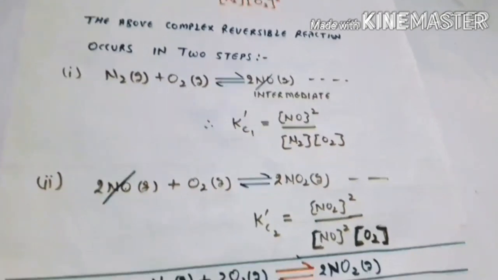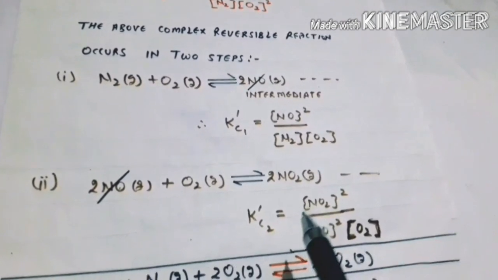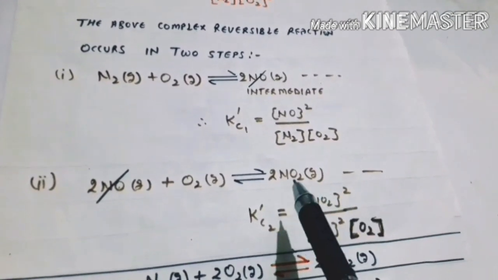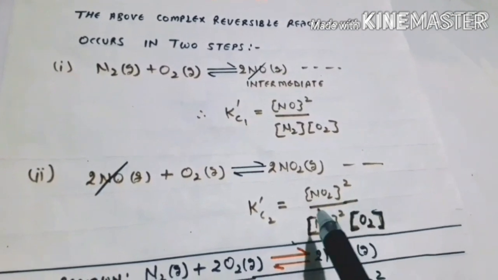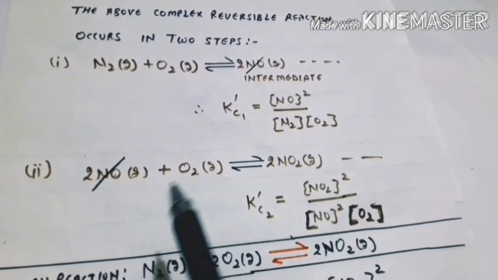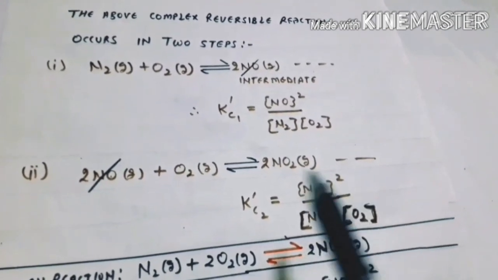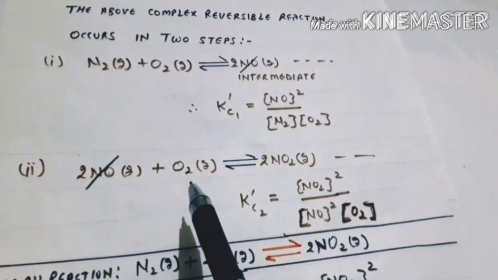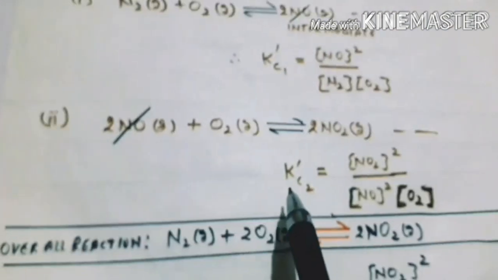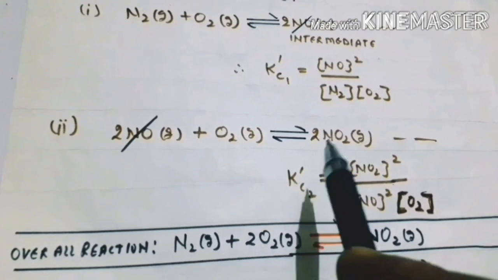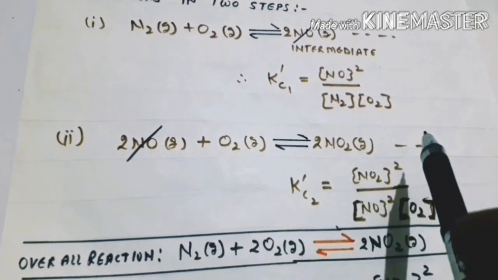So its equilibrium constant Kc2 is equal to the concentration of nitrogen dioxide in mole per liter raised to power 2, over the concentration of intermediate nitric oxide in mole per liter raised to power 2, into the concentration of reactant oxygen gas in mole per liter raised to power 1, where Kc2 is the equilibrium constant of the second elementary reversible reaction.